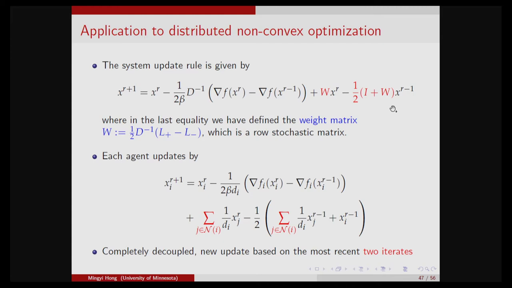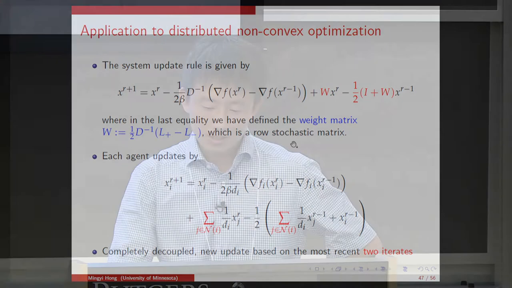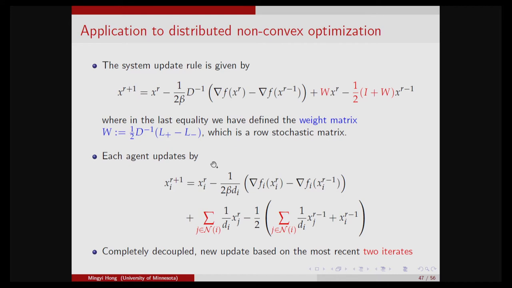What you can do is subtract two iterates to get rid of the dual update. Here W is a matrix related to the network. It's L plus or minus L minus. This is a stacked form, and each agent x i will update using this formula. It's related to its own gradient and own variable, and the gradients and variables of its neighbors. So this is a completely decoupled problem, and the new update is based on the two most recent iterates. Interestingly, this exact formula was provided by Wotao in 14. This is called the EXTRA algorithm for convex consensus problems.